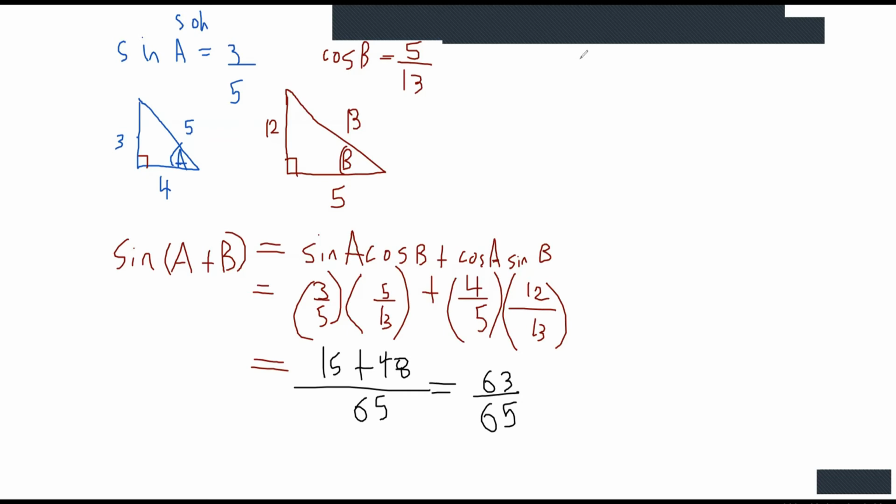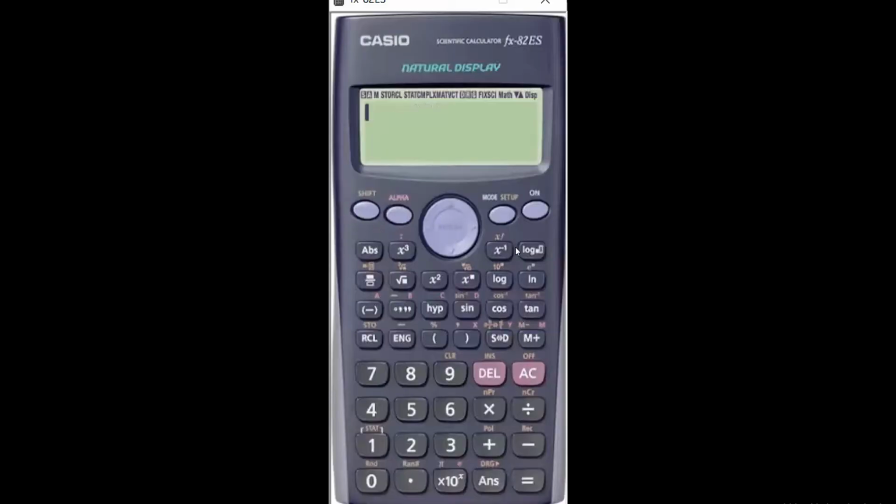Now, guys, if you want to test the answer, to check whether this is really the sine of A plus B, you can find what A is. Put your calculator in degrees, and find A. If sine A is 3 over 5, you go sine inverse of 3 over 5 to get A. So A is 36.9.